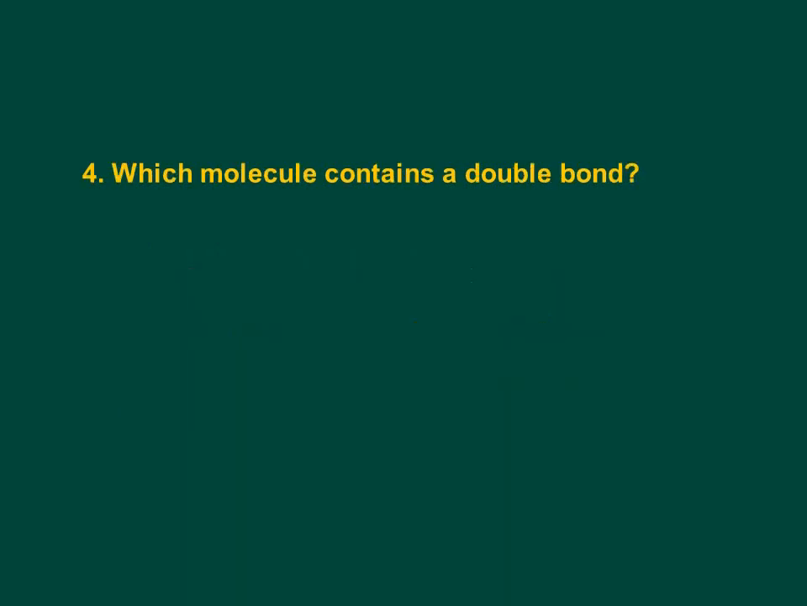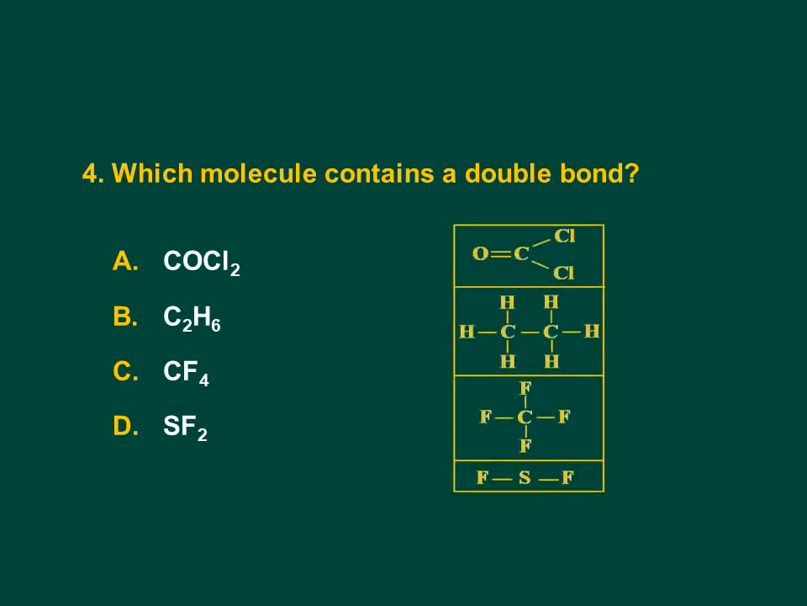The fourth question. Which molecule contains a double bond? COCl2, C2H6, CF4, and SF2. You can draw the Lewis structure for each of them. And here is the Lewis structure for each of them.